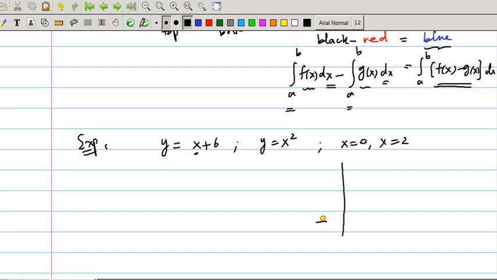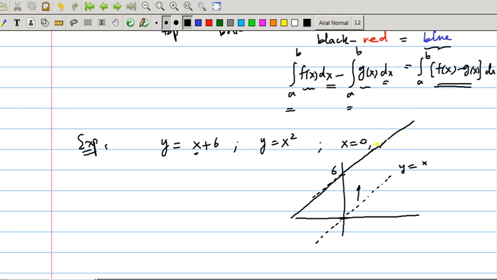If you draw the curves, at 0, this is y is equal to x. If I add 6 to it, it means I have to bring it up 6 units here. So this will be the same curve, y is equal to x passing through 6. So that is my y is equal to x plus 6. That's how I can draw this.